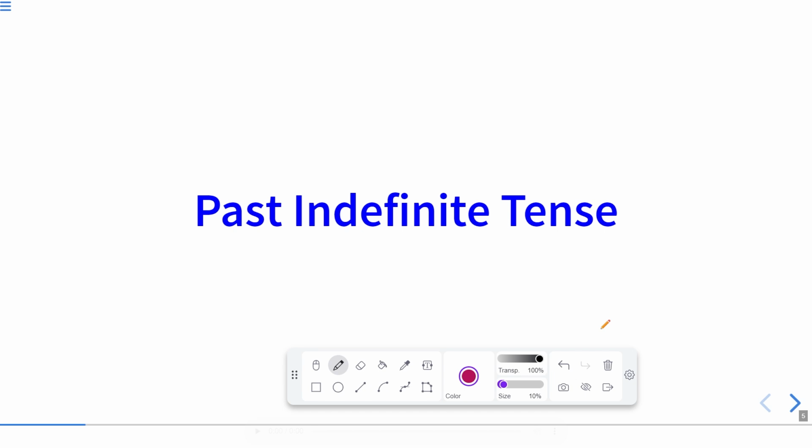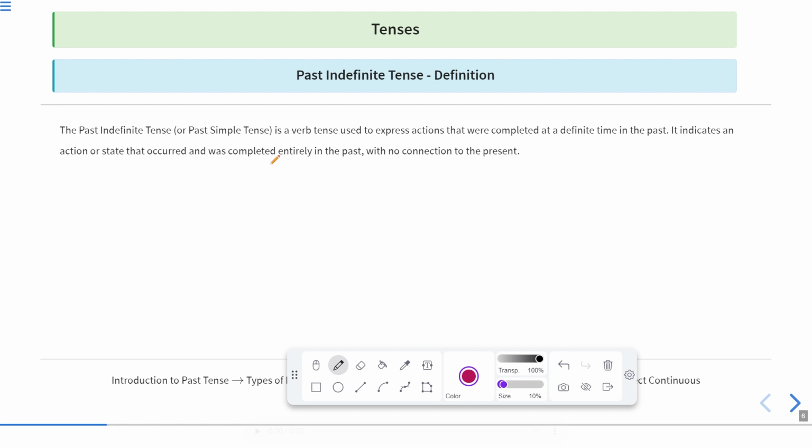First, we'll discuss past indefinite tense. So here begins past indefinite tense. First we have the definition. The past indefinite tense or past simple tense. Every indefinite tense is also known as simple tense. It is a verb tense used to express actions that were completed at a definite time in the past. It indicates an action or a state that occurred and was completed entirely in the past with no connection to the present. If something has already happened in the past and has no continuation or connection with the present, then the sentence will be shown in the past tense.